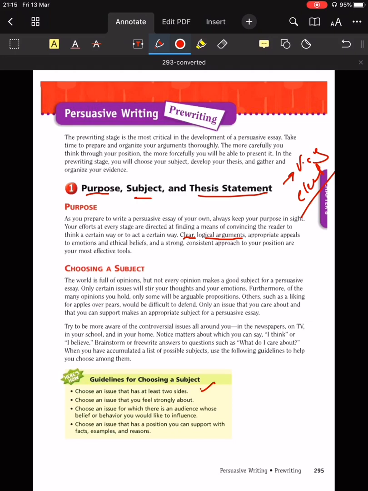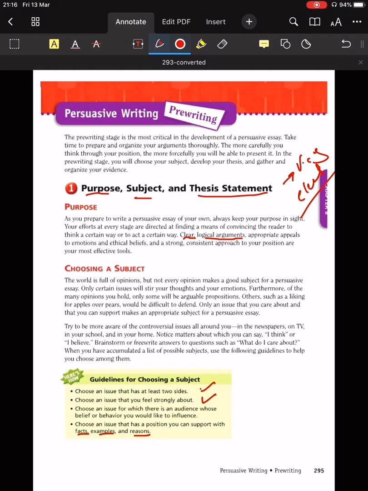Sometimes we write about topics that we don't quite stand for or don't quite believe in, but knowing more about a subject could help you a lot in addressing that subject. Choose an issue for which there is an audience whose belief or behavior you would like to influence. Again, always in persuasive writing, you have to understand the background, the people around you, because these are the people that you need to address. Choose an issue that has a position you can support with facts, examples, and reasons.